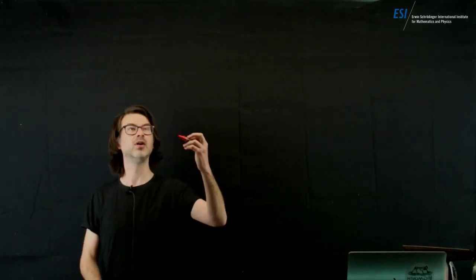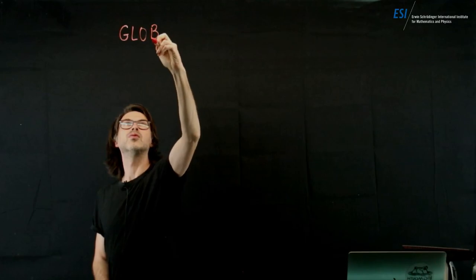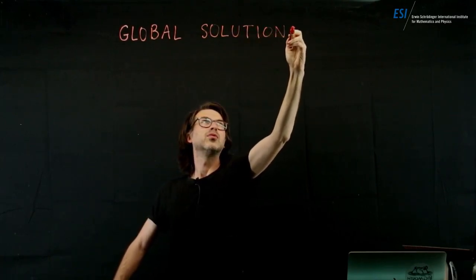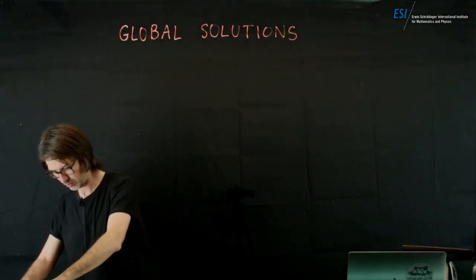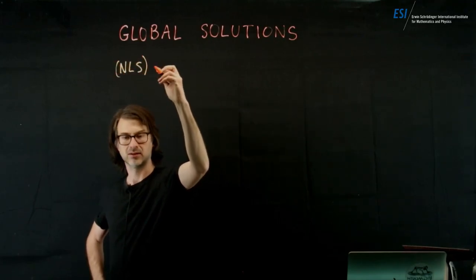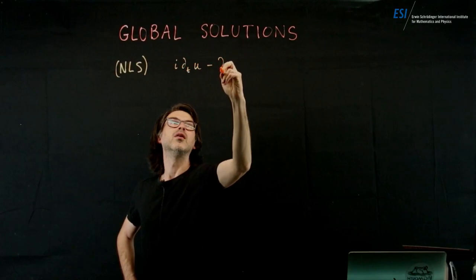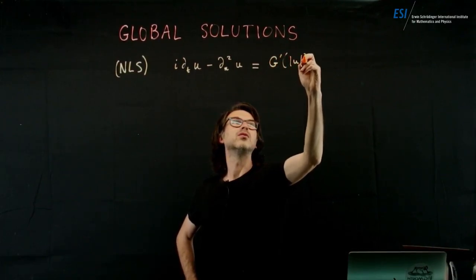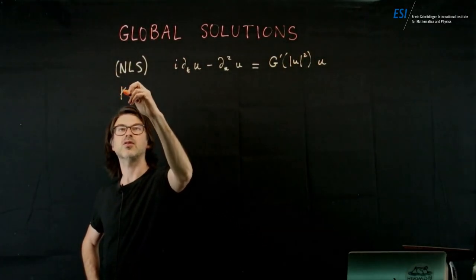Okay, so before discussing orbital stability, I will first briefly tell you why global solutions exist. So, global solutions. Okay, so this one is not working so well. Right, so the two models that we are interested in are NLS and KdV, or I should say generalized KdV.